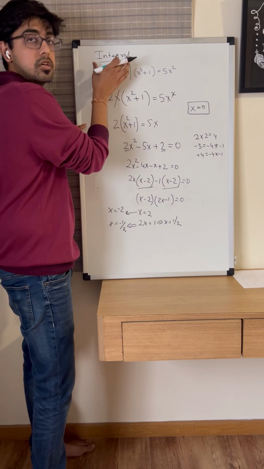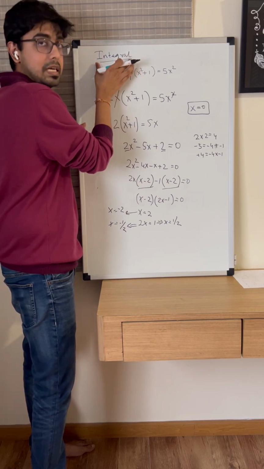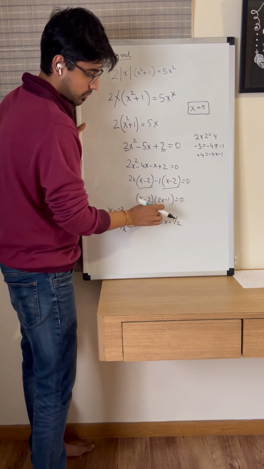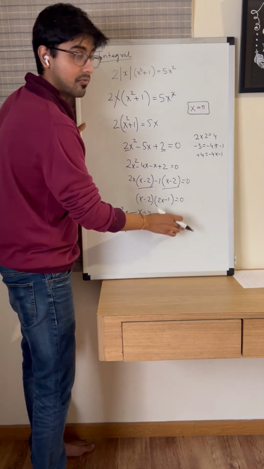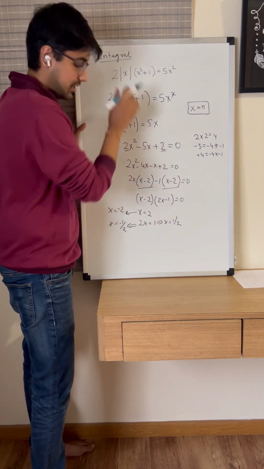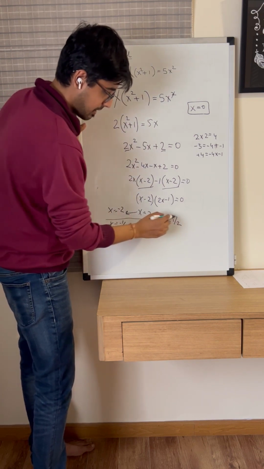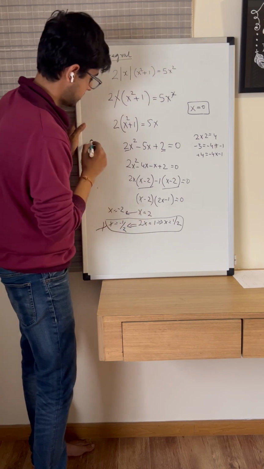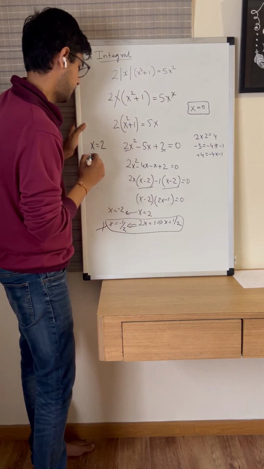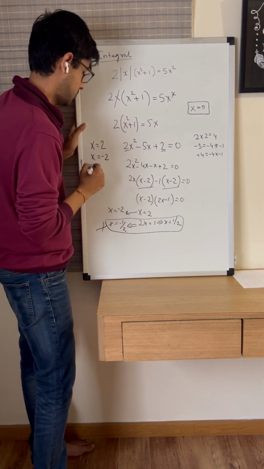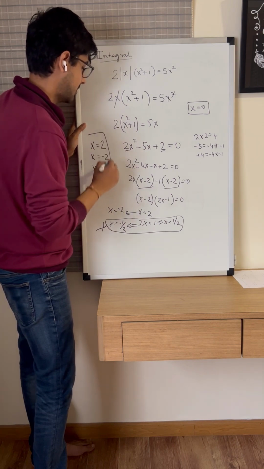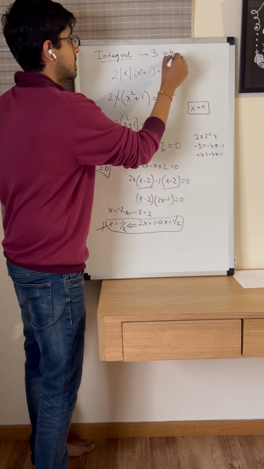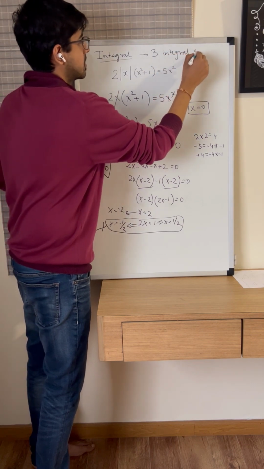So if the question did not mention integral, then the solutions would be 0, -2, 2, -1/2 and 1/2. However, the question mentions integral, so the fractions will be ignored, and the solutions are x = 2, x = -2, or x = 0. The answer to the question is 3 integral solutions.